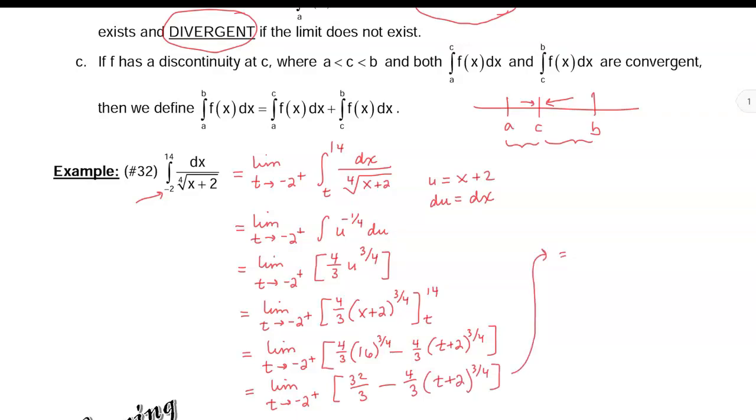Now I will evaluate the limit. First I will have 32/3 minus. Now I'm going to substitute -2, and when I do, I get 0. So the answer is 32/3, and that means our integral is convergent.